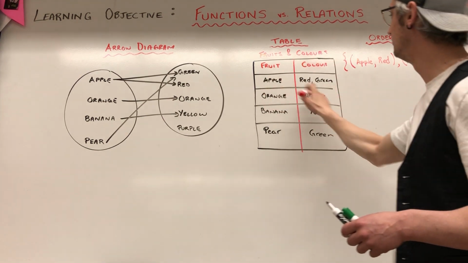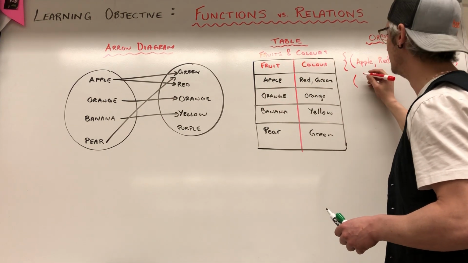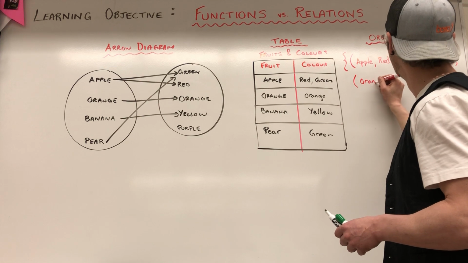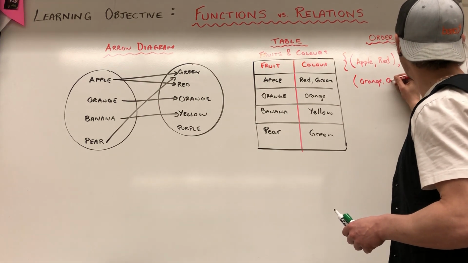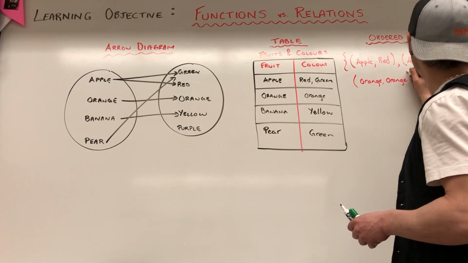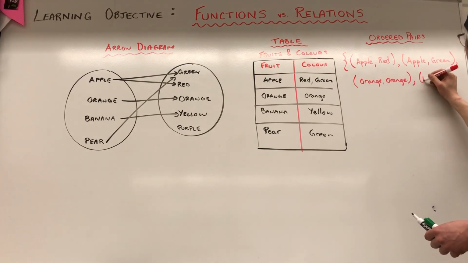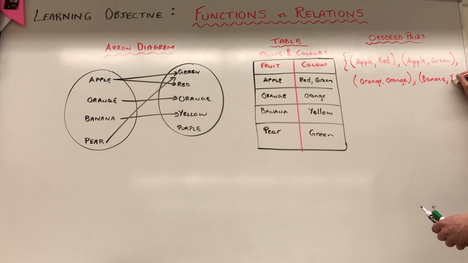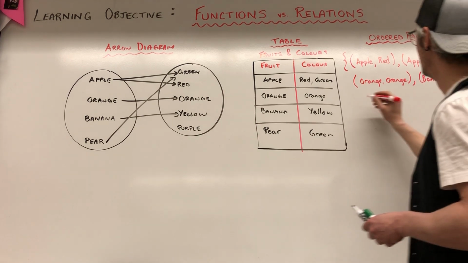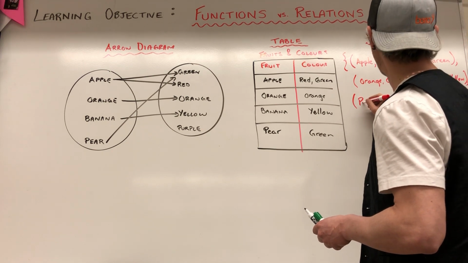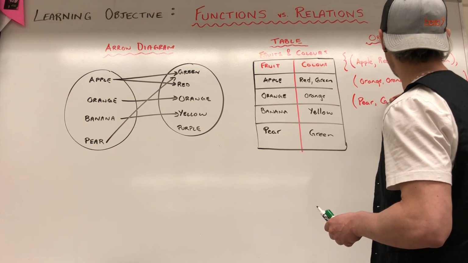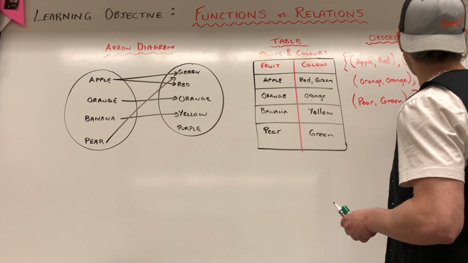And I'm just going to keep doing all of them, and I'm going to do the third one. Orange is orange. Banana is yellow. And pear is green, okay? And I'm going to close that up.